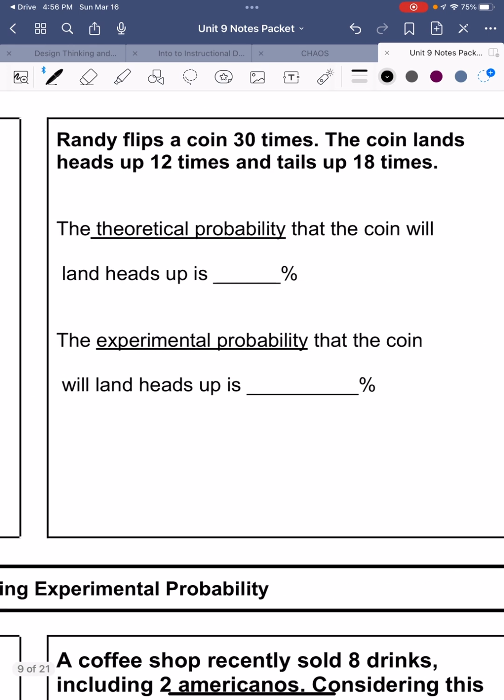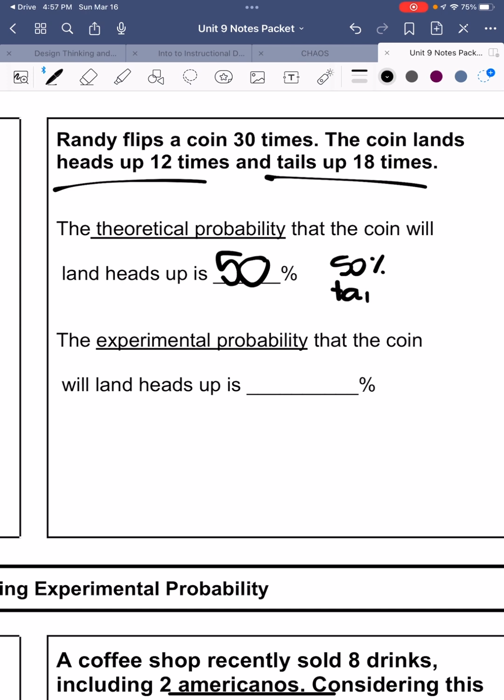All right, another one here with flipping a coin. So we know Randy flips a coin 30 times, 12 times gets heads, 18 times gets tails. Theoretically, that's what should happen: 50% of the time should be heads, and 50% should be tails.